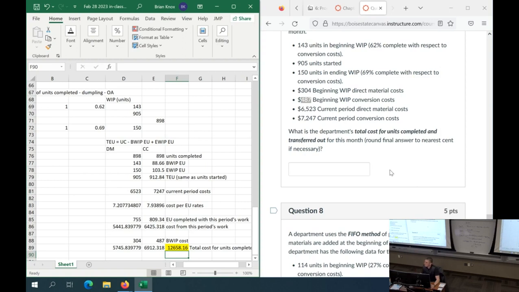Yeah. So if the beginning WIP units weren't past the 50%, beginning WIP EU would be 0. Yep, they'd be here. So let's say this is like 42%. It'd be 0% for direct materials. And that would flow through in everything we do. Our beginning WIP equivalent units here would be 0. So when we're calculating TEU, it says 898 minus 0 plus 150.